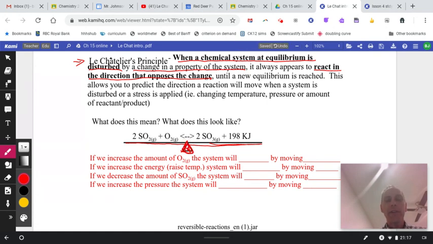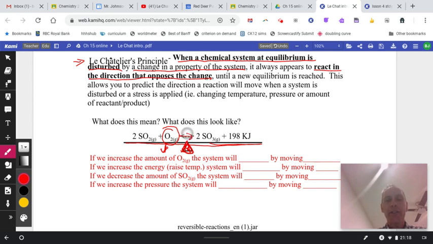So if you think of this as a teeter-totter, if I were to increase the amount of oxygen, so if I added extra oxygen, the teeter-totter would go down. It would be disturbed. How could we get the teeter-totter back to level? So it's like you've added extra weight on the reactant side and it's sunk down. How would we get this thing to level out again?